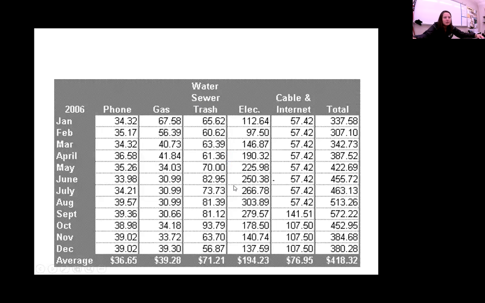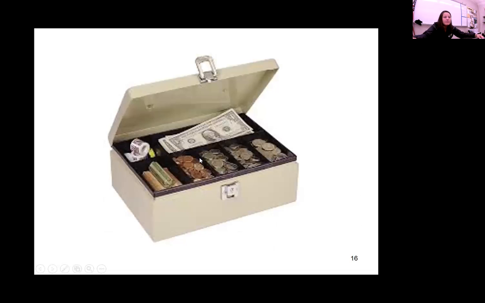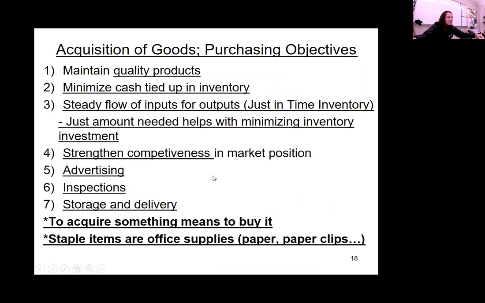Paying your employees, that's in your operational budget. Paying your phone, gas, water, electric, cable, internet, this would be in your normal operations budget. Cash on hand, petty cash, that would be in your cash flow budget. And then let's move on.